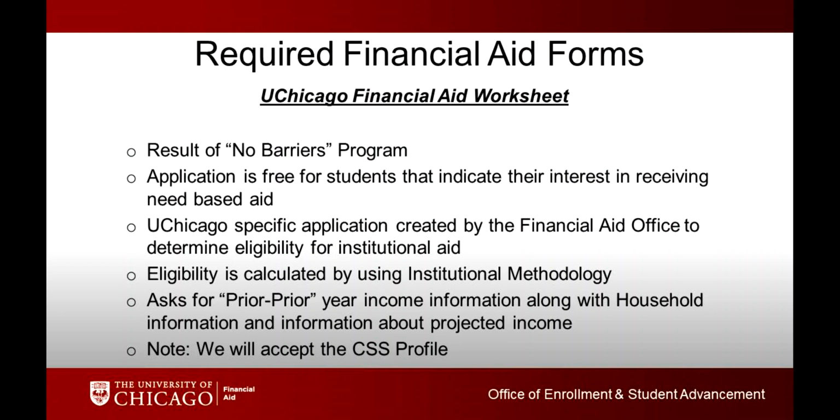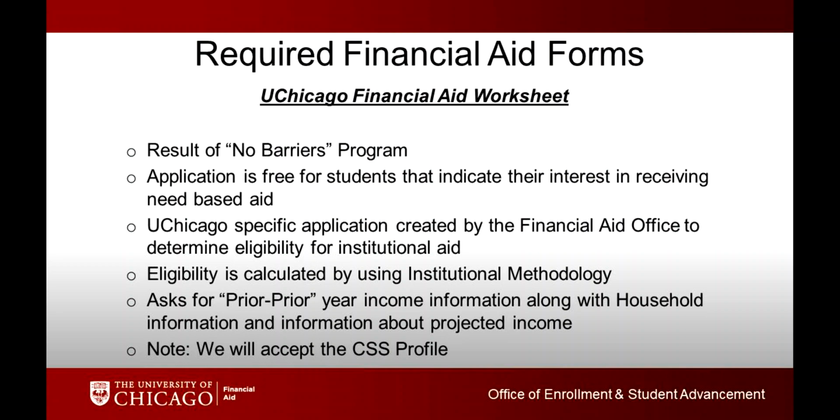The required forms here at the university, of course, is our University of Chicago Financial Aid Worksheet. This is available in your admissions portal, and as a result of our No Barriers program, it has no application fee associated with it. This application calculates a family contribution using institutional methodology, meaning that we will look at the family tax information and take a little bit deeper dive than the FAFSA does.